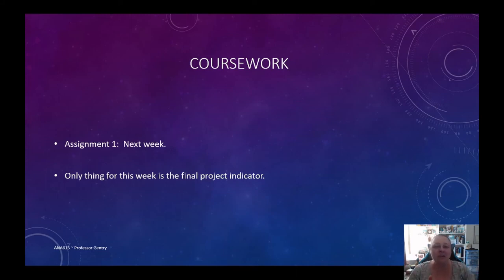The only thing for this week is the final project indicator, whether you're going to do it as a pair or individually, and that can be submitted on the e-learning platform. So just ignore the assignment number 1. I'm going to move it in e-learning. I'm going to update the syllabus and put that in there as well and correct that one assignment. The rest of them should be fine. So easy peasy, and I will see you guys next week.